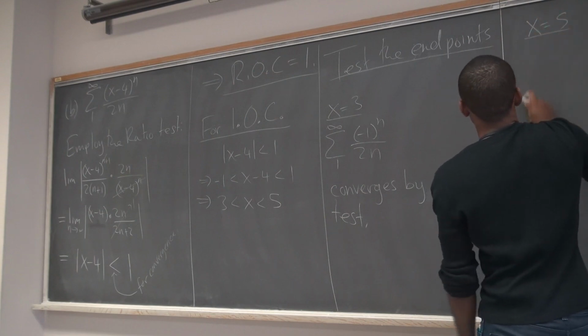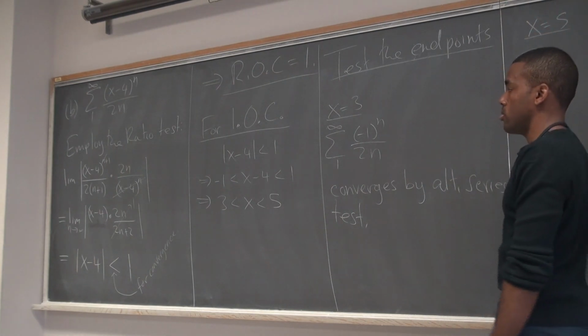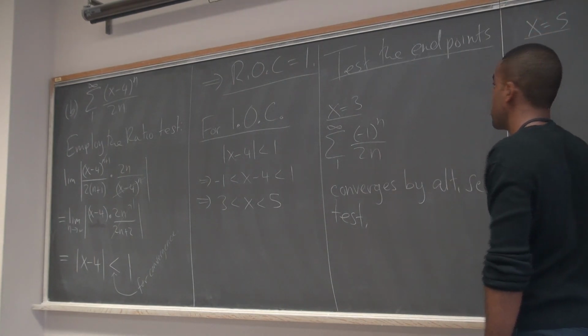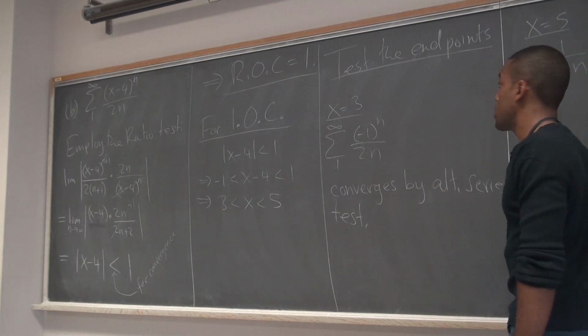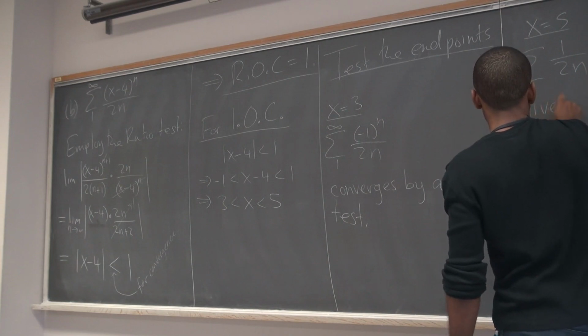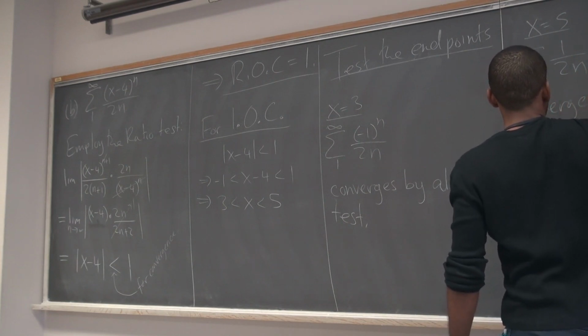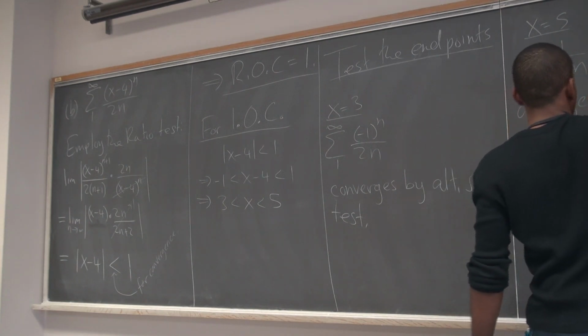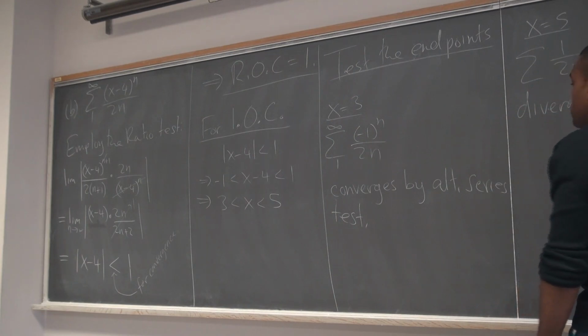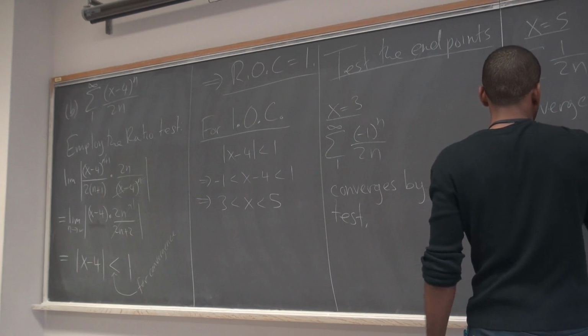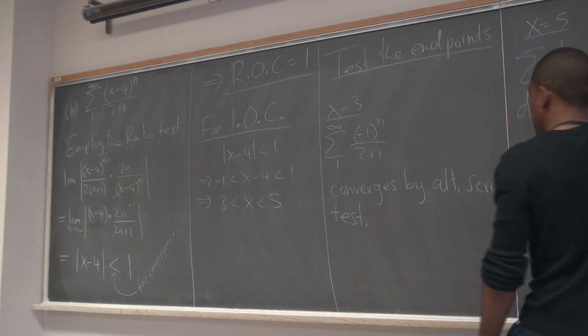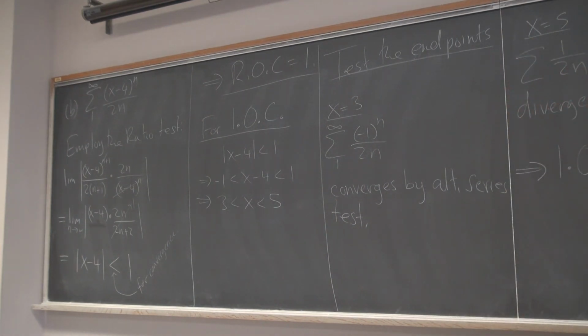My x equals 5, what does my series become now? 1 over 10. Just 1 over 2n. Converge or diverge? Diverges. Right? Because it's harmonic. I can factor out the 2 and I get the harmonic series. This means my interval of convergence is 3 inclusive all the way up to 5 not inclusive.